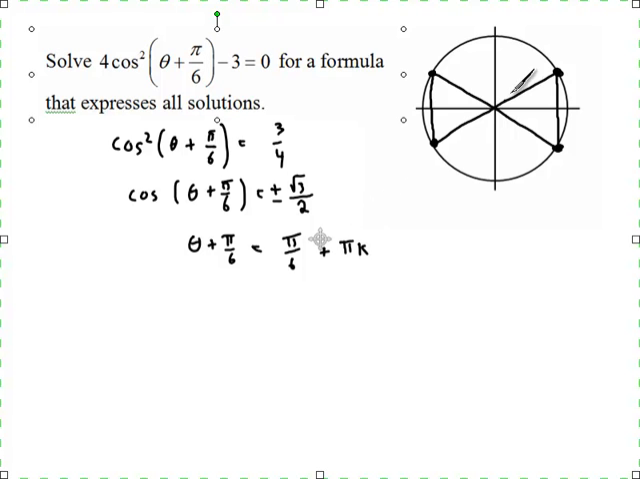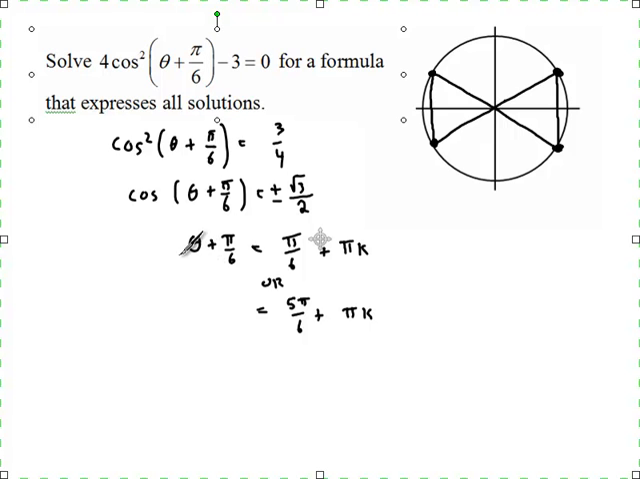so plus pi k. Likewise, these 2 guys, 5 pi over 6 and 11 pi over 6, they differ by 1 pi as well, going forward or back. So I could start at 5 pi over 6 plus any number of half revolutions, pi.